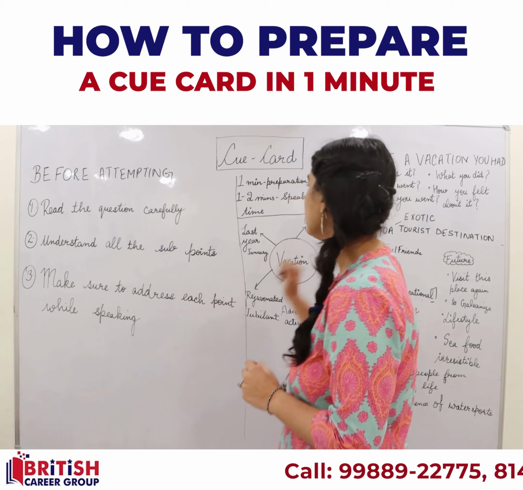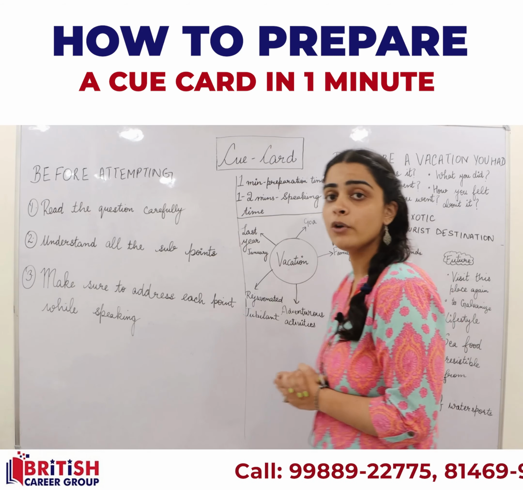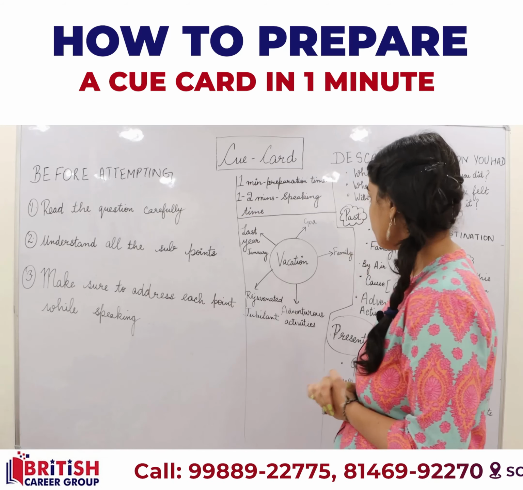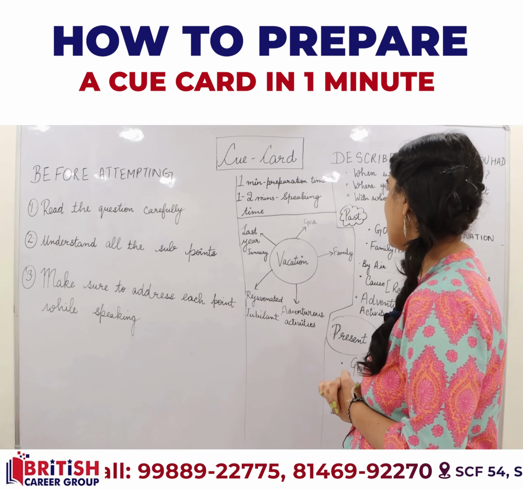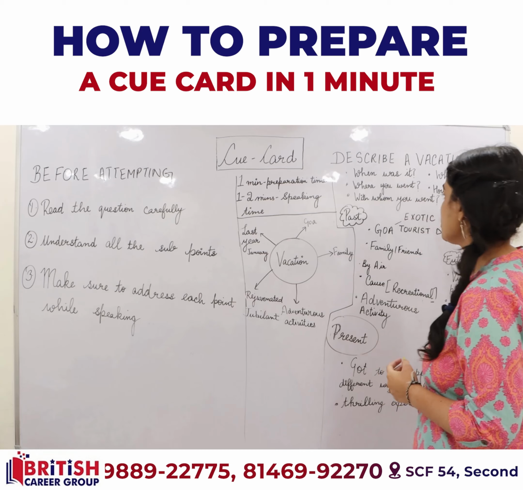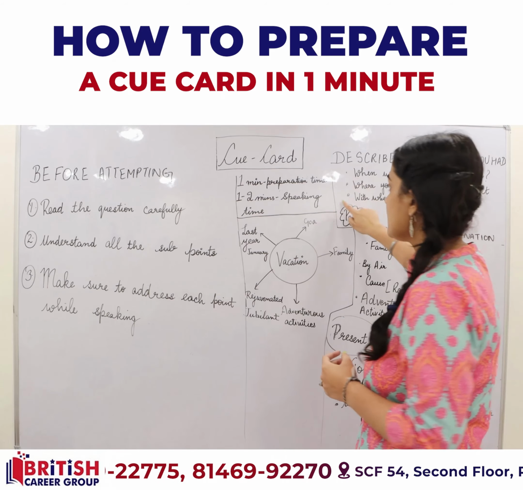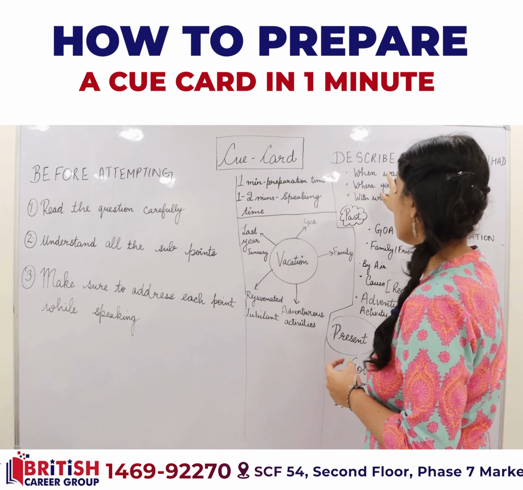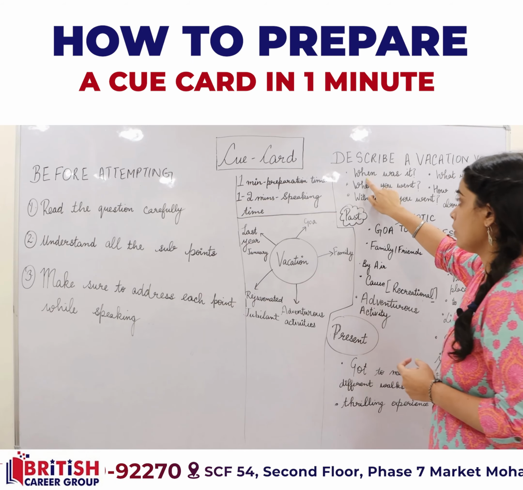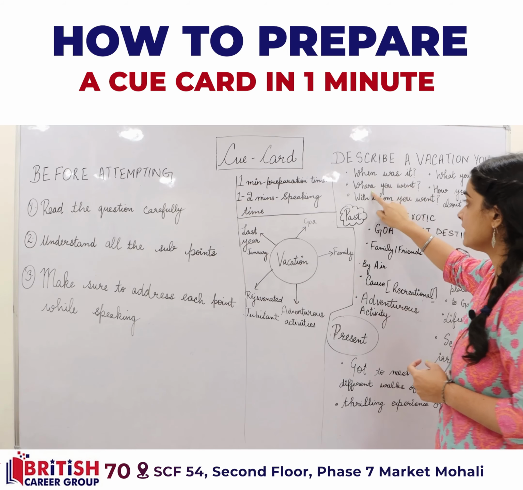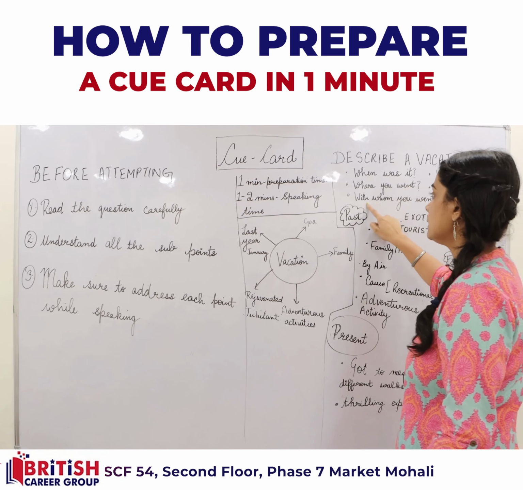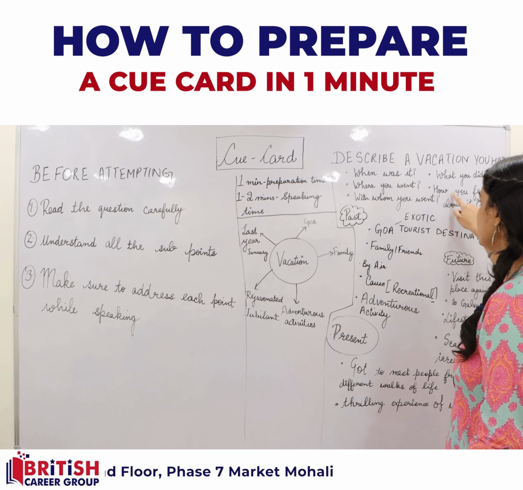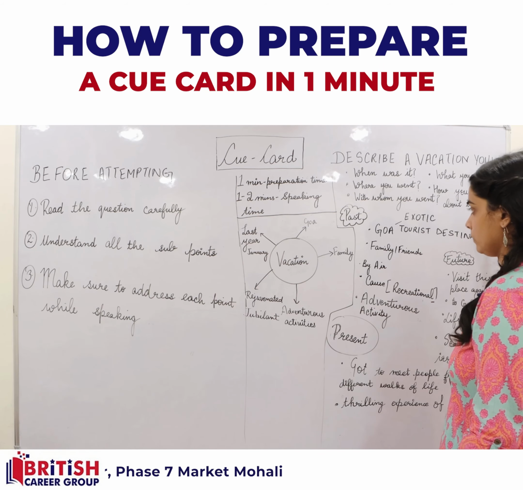Now, moving to cue card preparation, how you can prepare your cue card in 1 minute. Starting from a very simple example, that is, describe a vacation you had. Now, these are the sub points of a cue card. So we will be reading each one by one. First, when was it? Second is where you went, third is with whom you went, fourth is what you did, and the last one is how you felt about it.